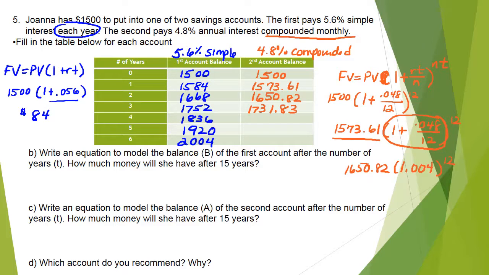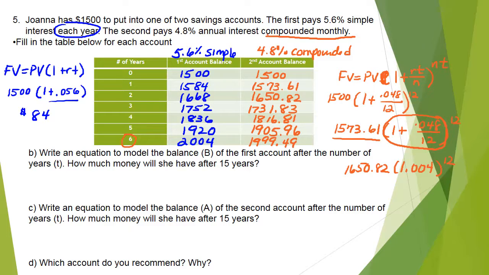But then we want to go to 1816.81. Then we have 1905.96, and then we have 1999.49. All right, so this is our two tables. You'll notice that the amounts aren't that far off, but we've only calculated up to the 6th year.